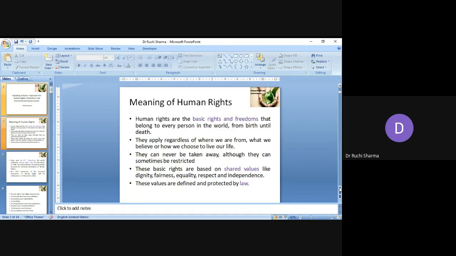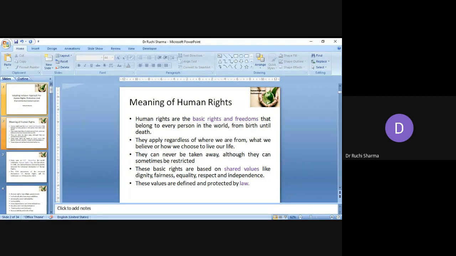So when we are talking about human rights, we all know what the meaning of human rights is. वो rights हमें मिलती हैं as being a human being, क्योंकि हम इंसान हैं इसलिए वो rights हमारे पास रहती हैं. So human rights are the basic rights and freedoms that belong to each and every one of us, and no one can take those rights away from us. Although these are based on shared values, मतलब हमारी जो rights हैं, we are free to do whatever we are doing, but it should not harm another person also. So the shared values which are important are dignity, fairness, equality, respect, and independence.